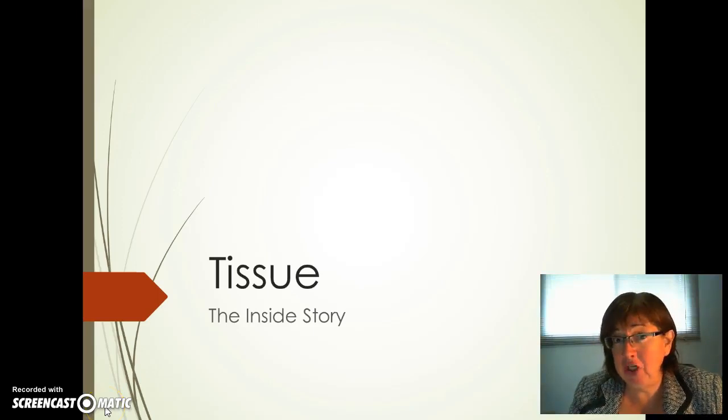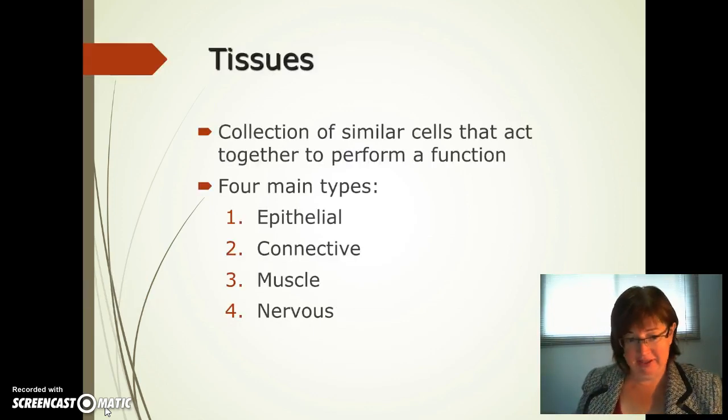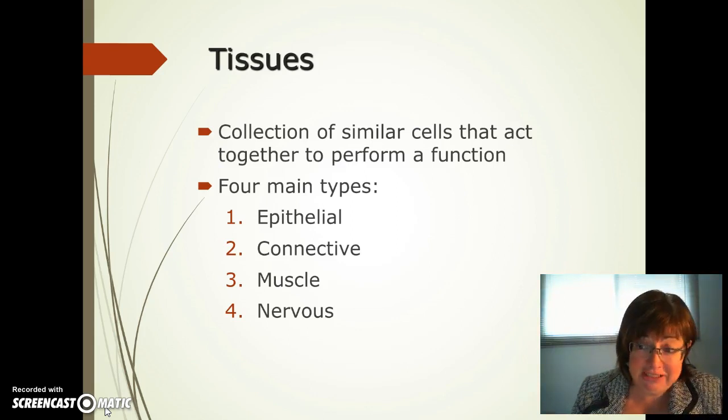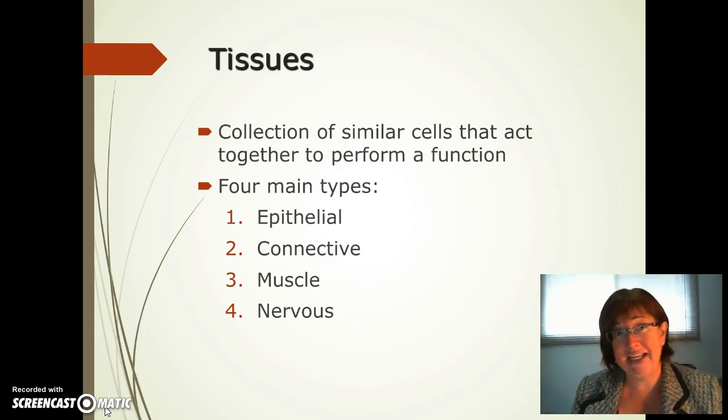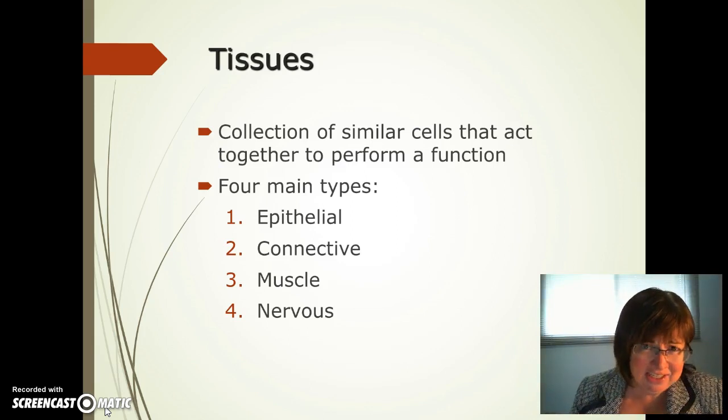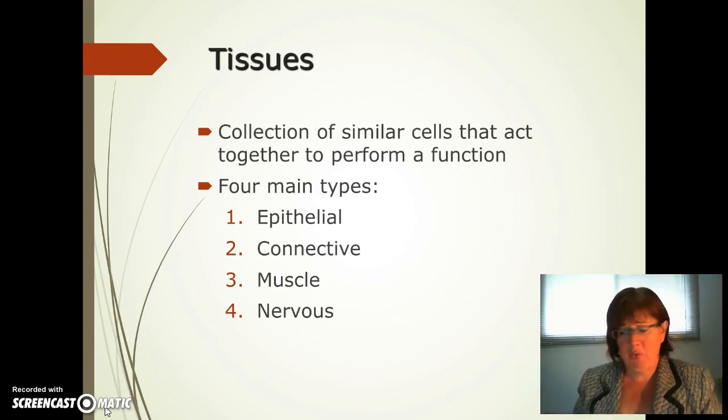In this video we'll be looking at tissues and we'll be looking at systems. To begin with, a tissue is a collection of similar cells that act together to perform a specific function. In the last chapter, cells, we looked at the generic cell. Now we're going to look at specific cells and how these specific cells are classified into four main types: epithelial, connective, muscle, and nervous. And they have a distinct shape and a function for each one of them.